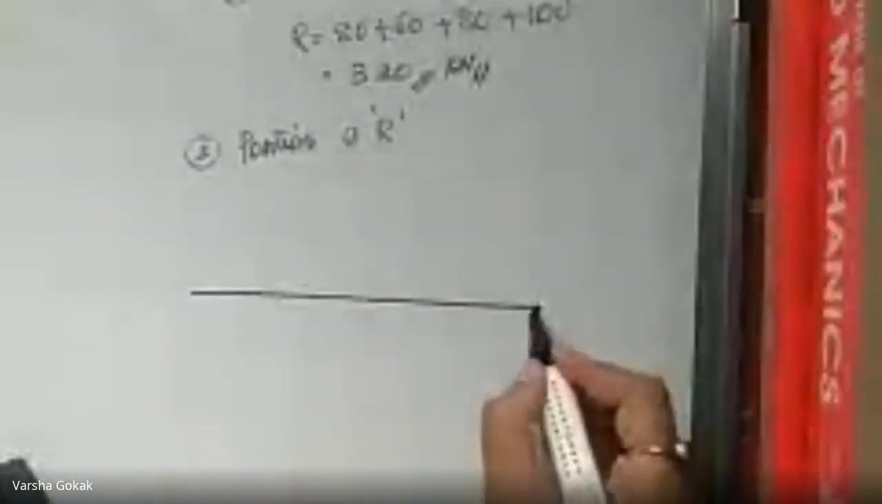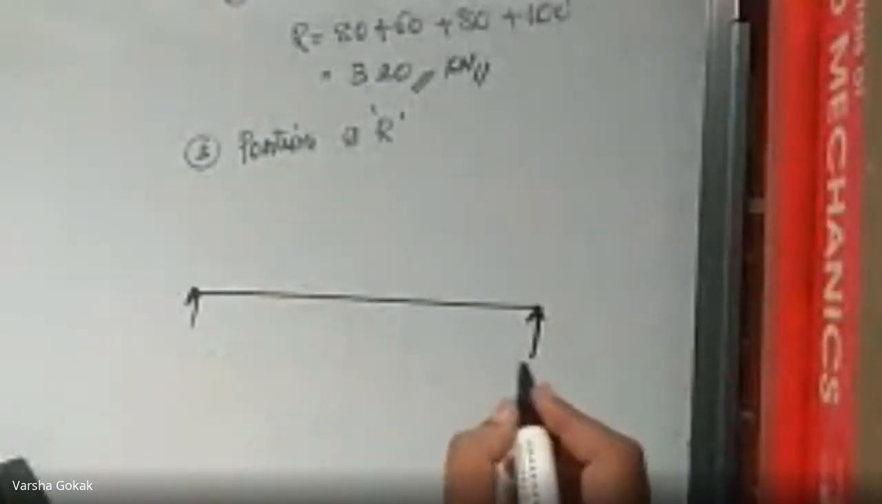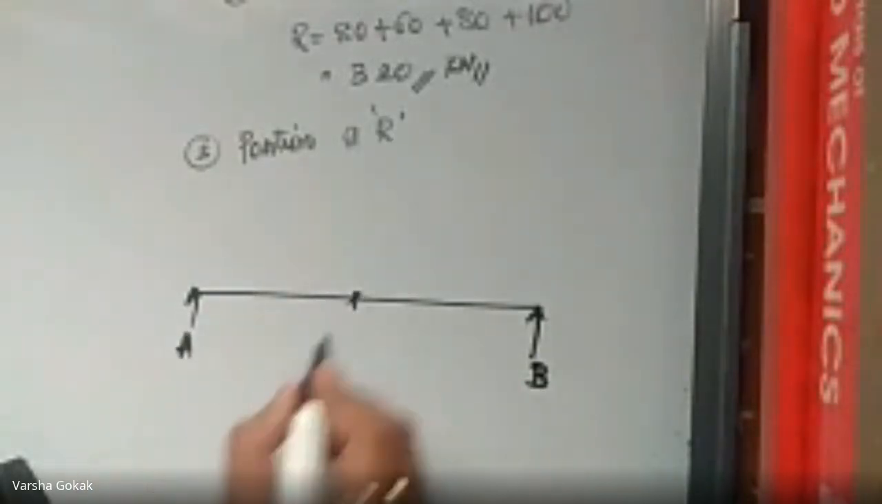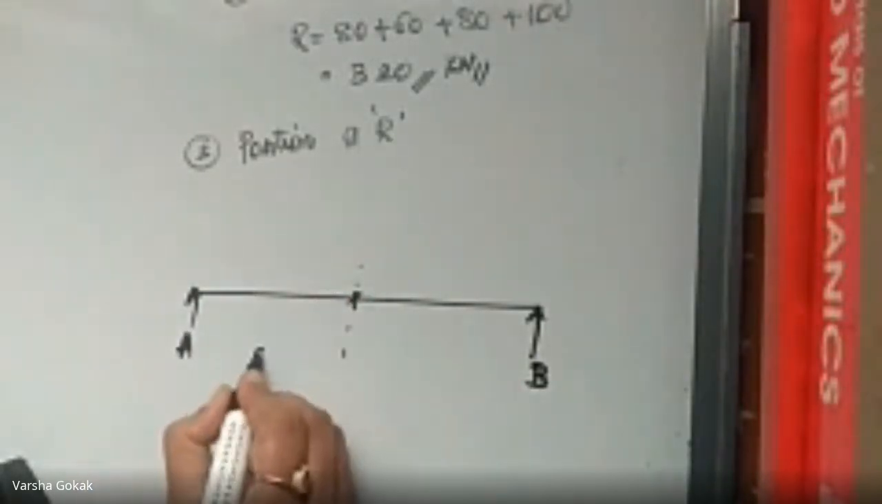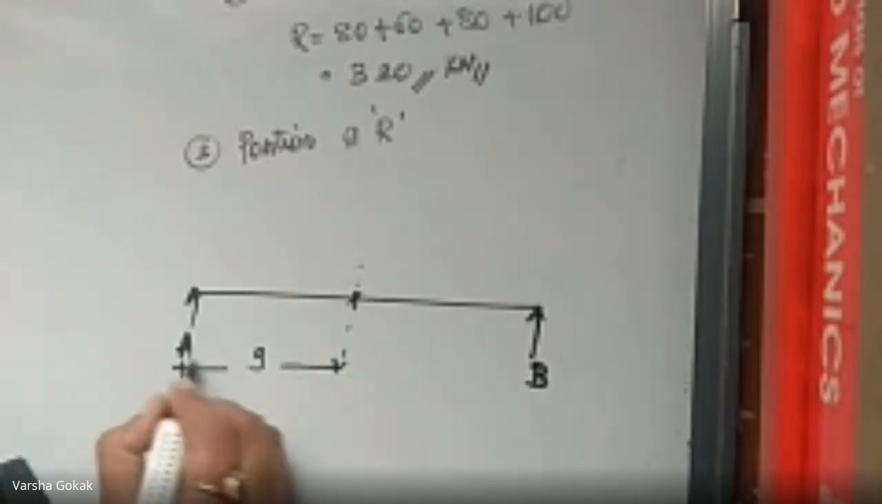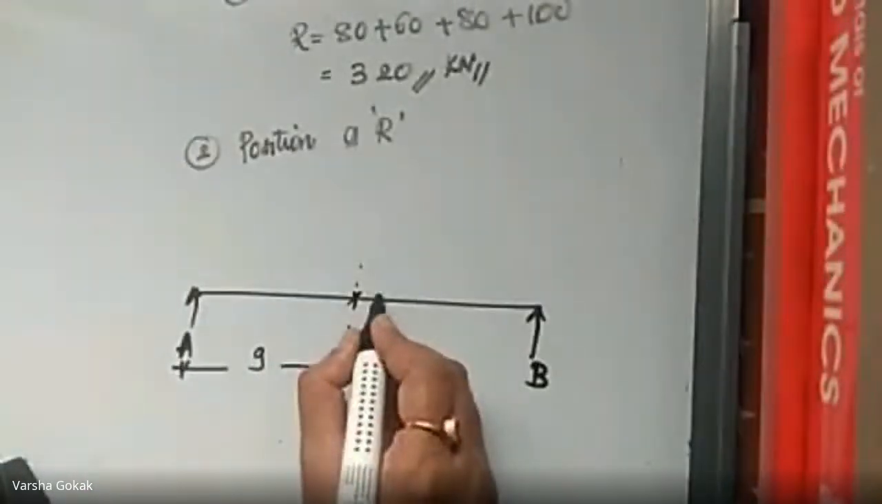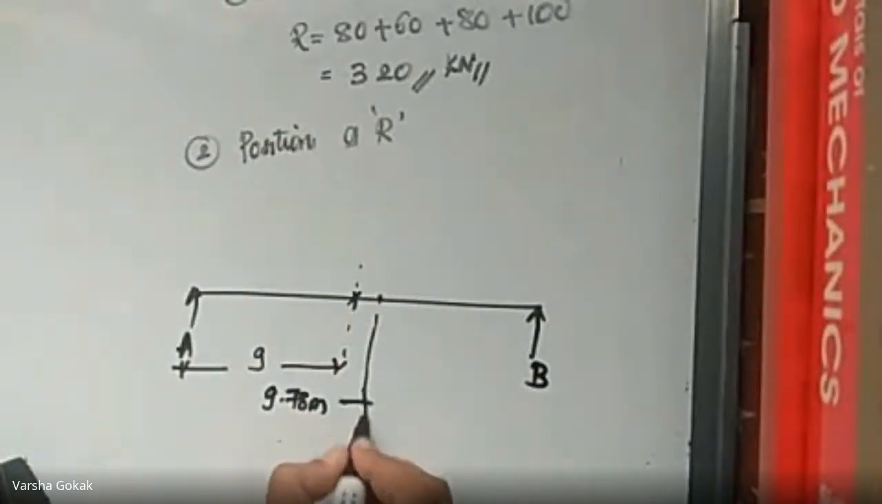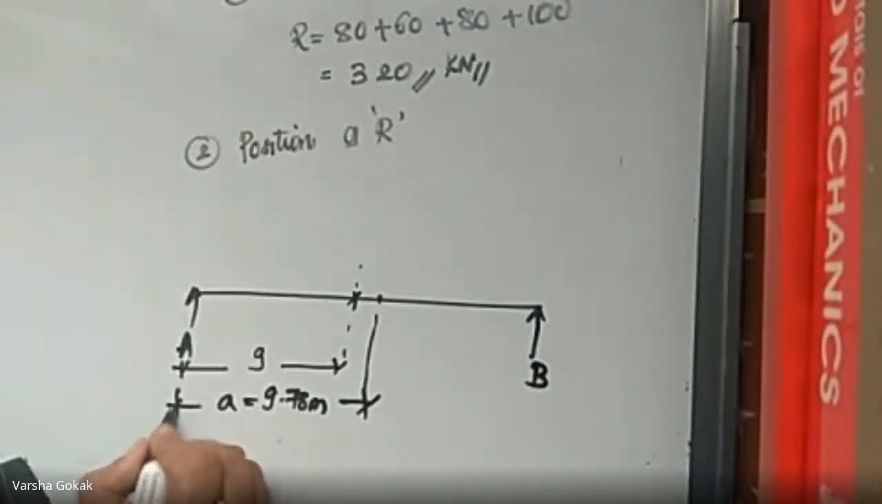If I put it in the diagram now, this is your beam, this is B, this is A. Somewhere here is the center, which is going to be 9 meters. 9.78 is somewhere over here. 9.78 meters is your A distance now. Directly I will get the A.